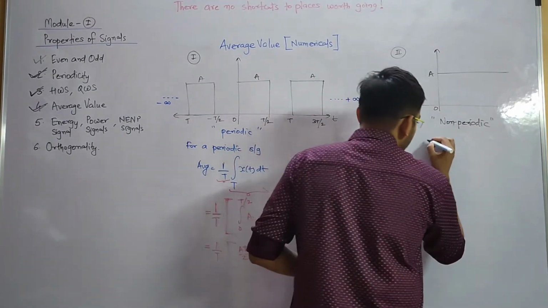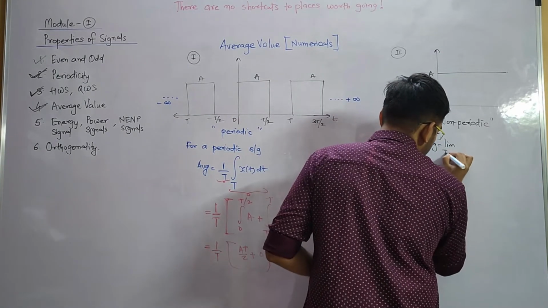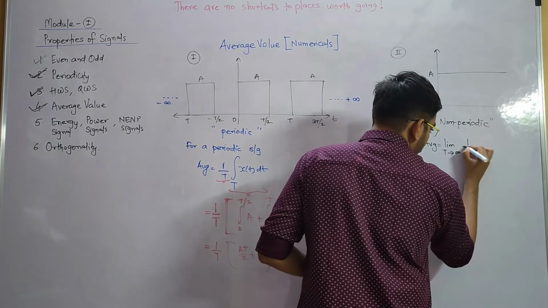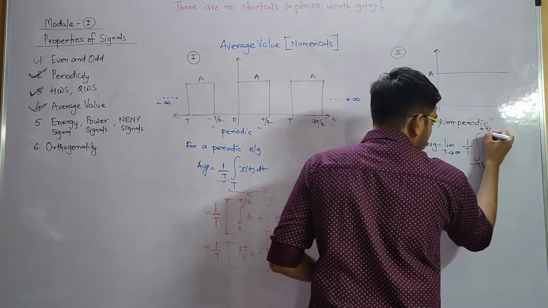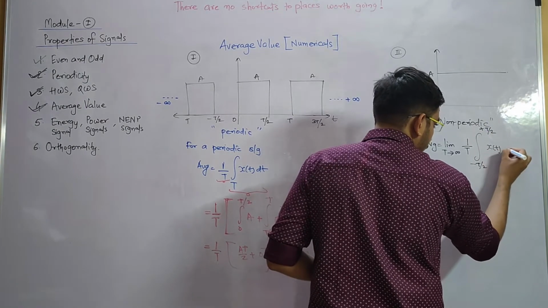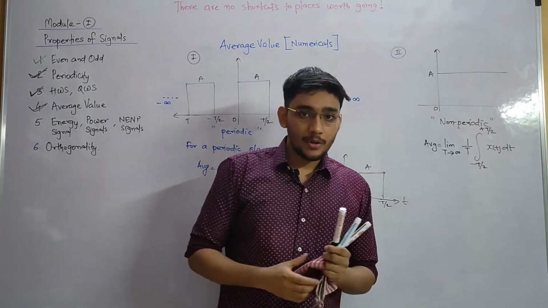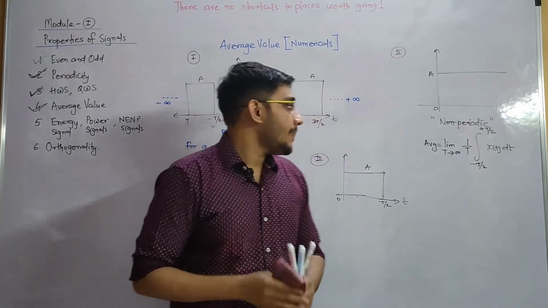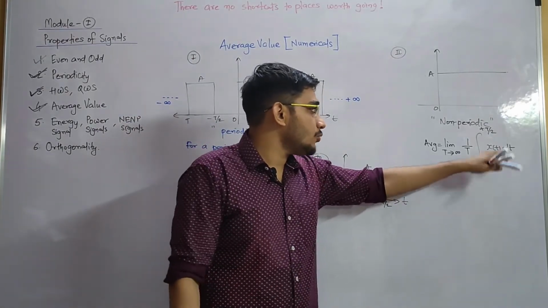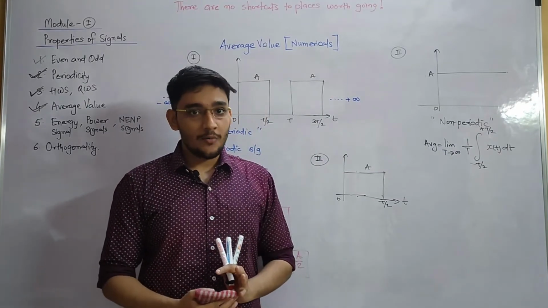We know the formula for that as well. Average value is equal to limit t tends to infinity, 1 upon t, integrating from minus t by 2 to plus t by 2, x of t dt. Correct? This is the formula. Now just turn some pages of your notebooks, and in the previous part you might have written that the choice of minus t by 2 to plus t by 2 is made such that all amplitude variations are covered, right?